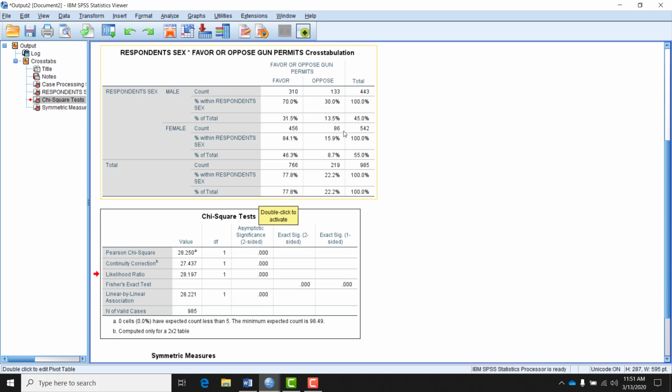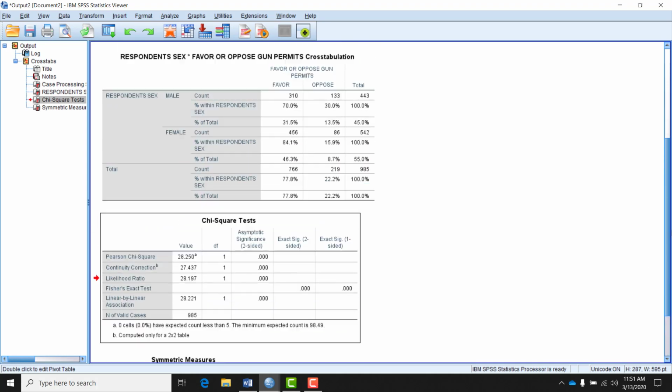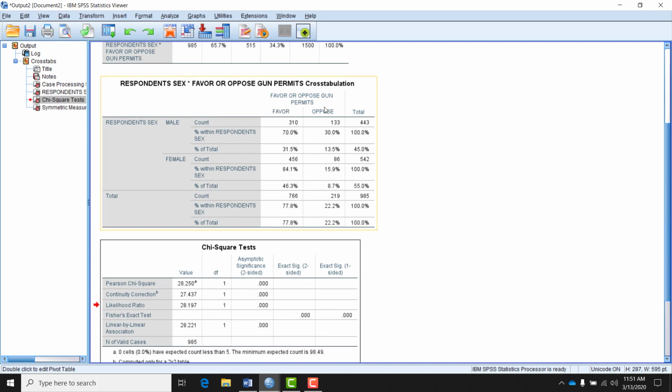70 to 84, that's a difference. 14 percentage points. Well, that's pretty significant. But how strong is that? Well, we go down here to phi, because this is a 2 by 2 table. What I mean by 2 by 2, go back up. Favor, opposed, 2. Male, female is 2. All right. So we look at phi.